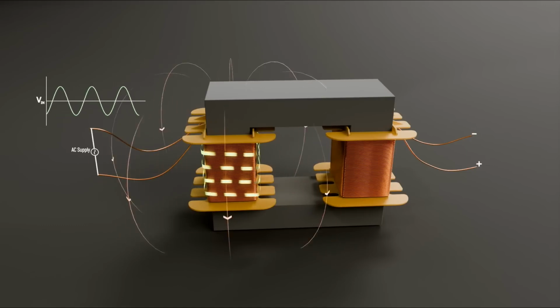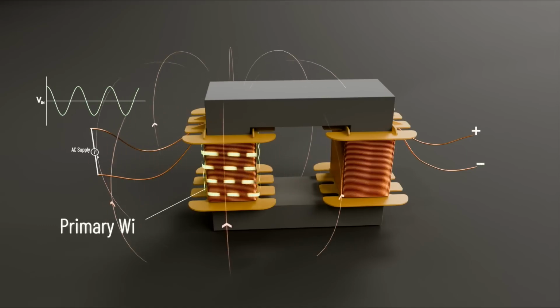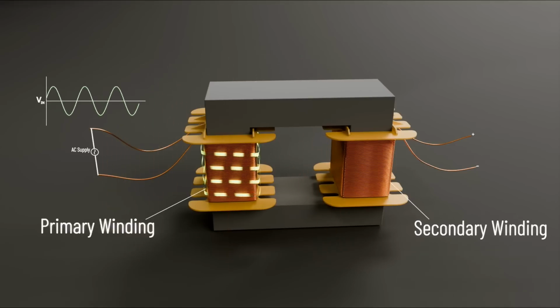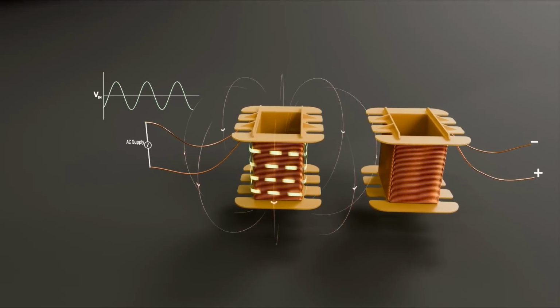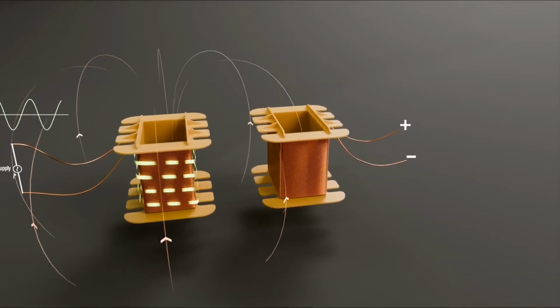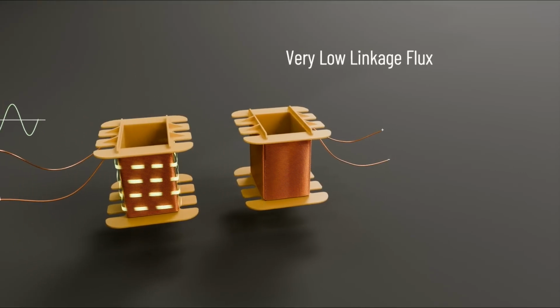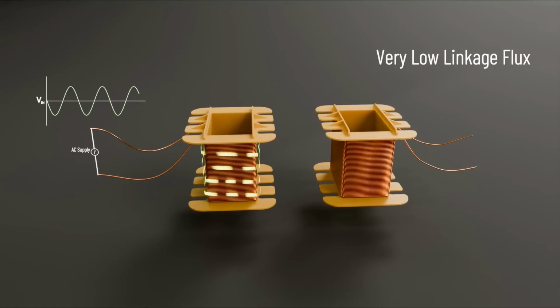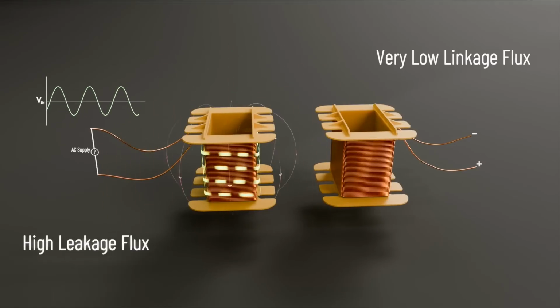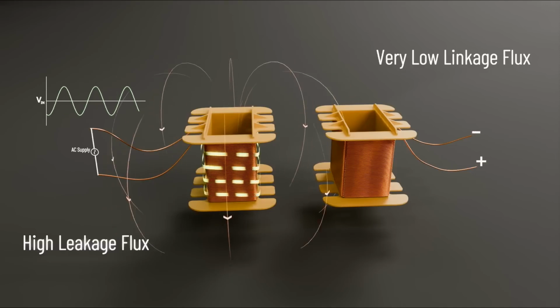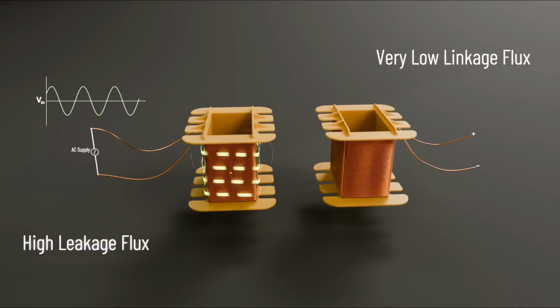The coil connected to the supply is called the primary winding of the transformer, and the coil on the output side, or connected to load, is called the secondary winding. The flux produced by the primary winding, which links with the secondary winding, is called linkage flux, while the flux produced by the primary winding, but not linking with the secondary winding, is called leakage flux. It's important to note that leakage flux does not contribute to the transfer of electrical energy, and therefore should be minimized to improve the efficiency of a transformer.